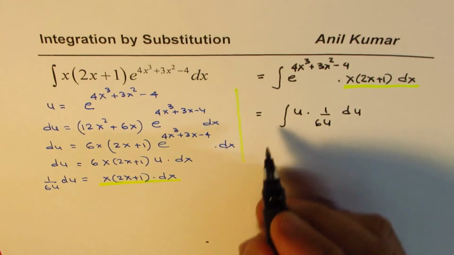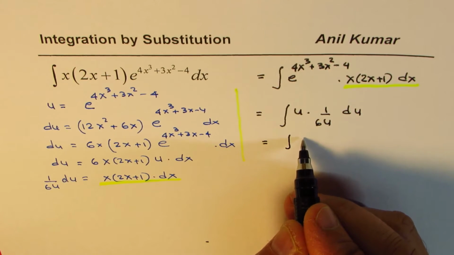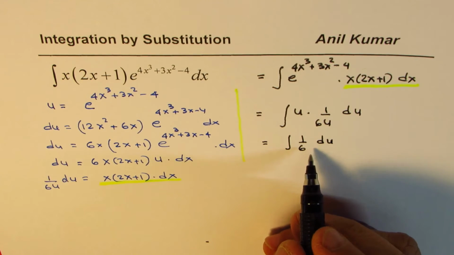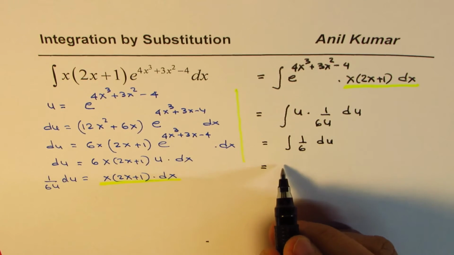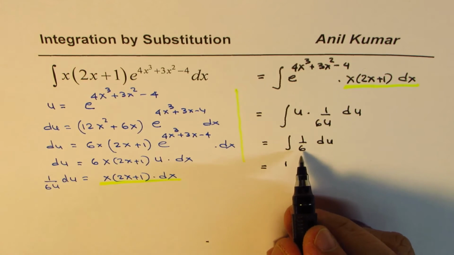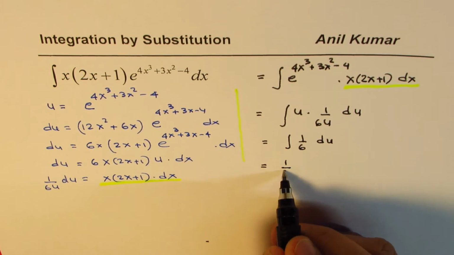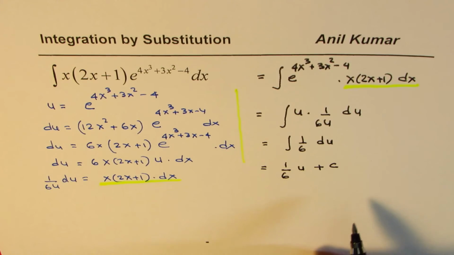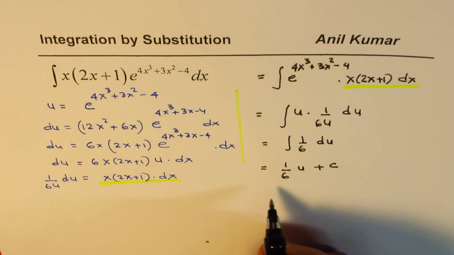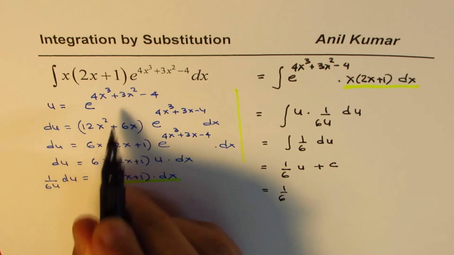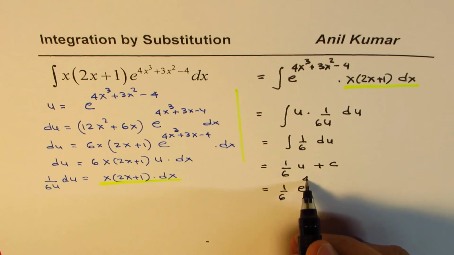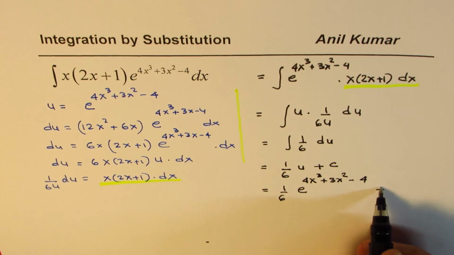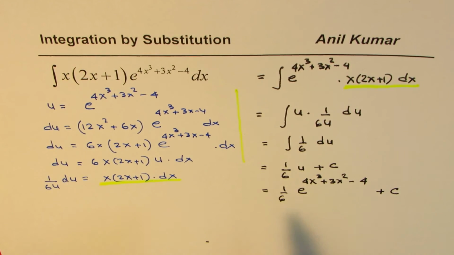Now u and u cancel, so what you get here is the integral of 1 over 6 du. Now that is a constant, so what you get is 1 over 6 u plus c as the general solution for this integrand. Now u is the exponent part, so we could replace it with e to the power of 4x cubed plus 3x squared minus 4, plus c. So that becomes the solution for the given question.